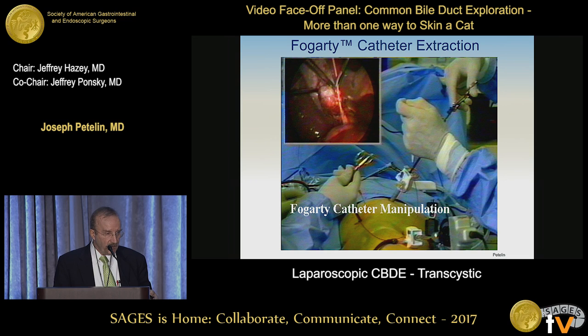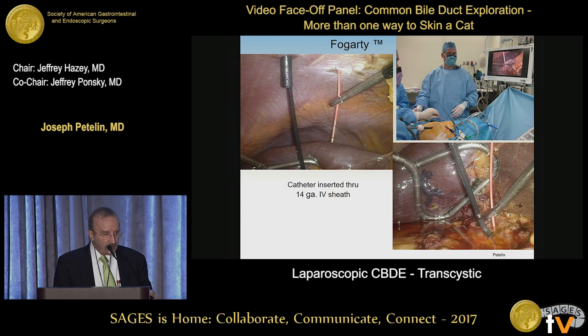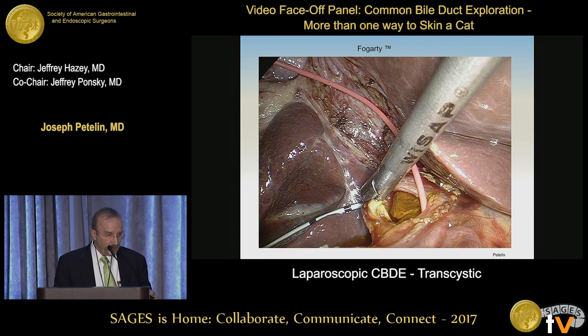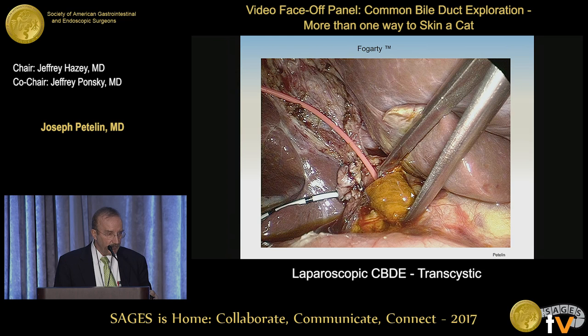We can use the Fogarty, as you saw there. It can also be put alongside the choledochoscope if you have enough room in a choledochotomy, and then you drag it back, and you can see the stone. There are some larger stones here, but again, the Fogarty helps pull them back up to a place where you can get to them.